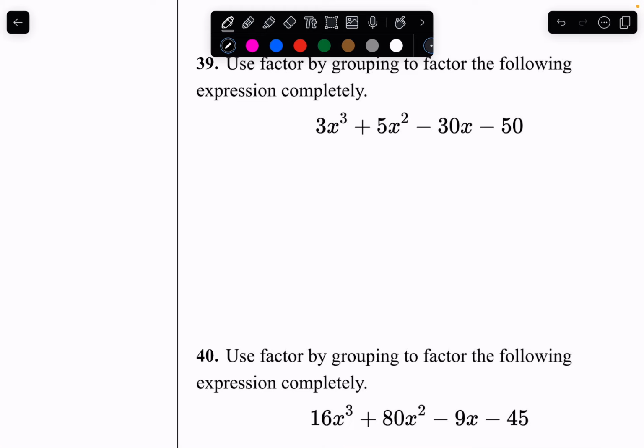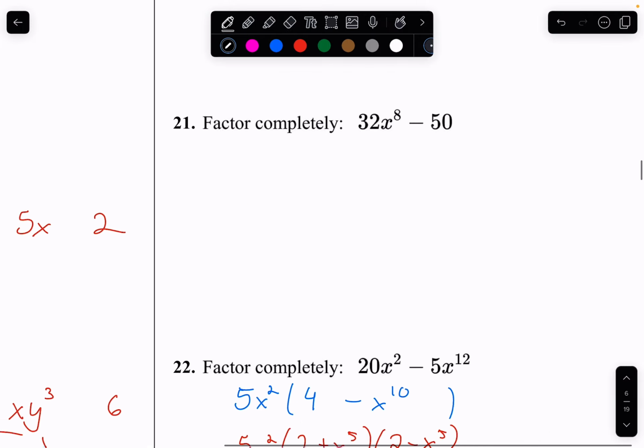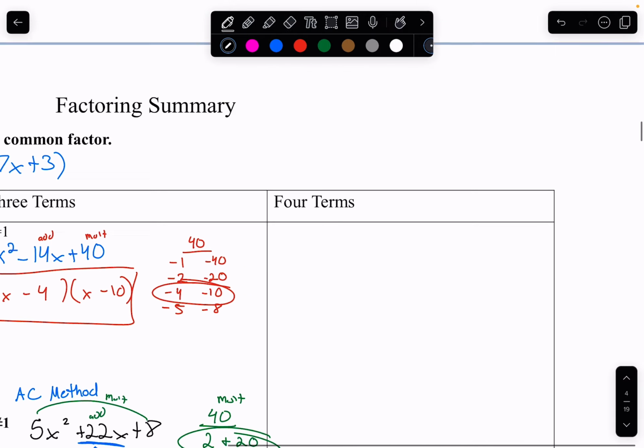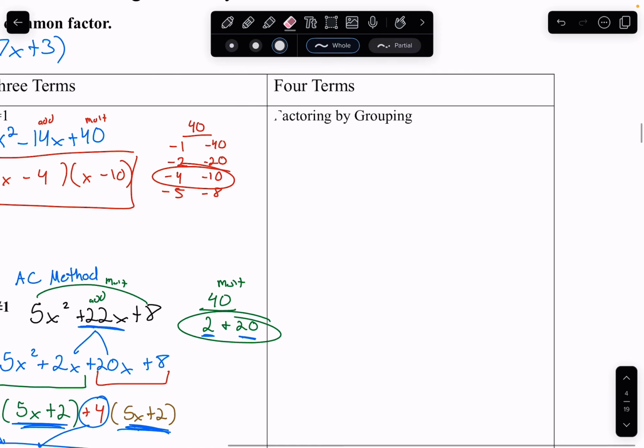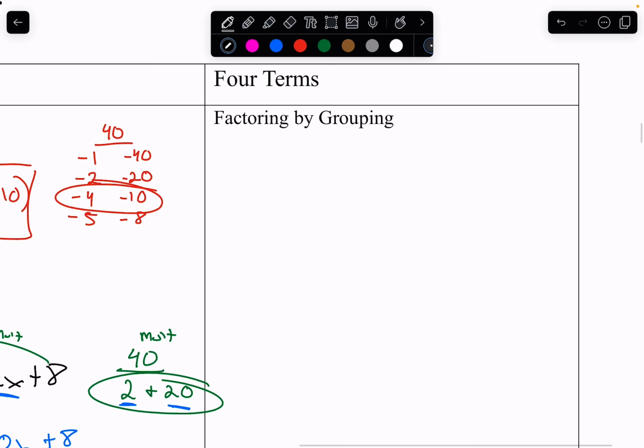Now 39, so far it doesn't fall into any of the categories we've looked at, right? Because we've looked at 2 terms and 3 terms. So first things first, we always look for a GCF. There isn't one. So if you do not have a GCF, we are going to attempt to use a method that is known as factoring by grouping. So let's go to our 4 terms here, and we are going to use factoring by grouping. So let's copy down problem 39 here, which is 3x cubed plus 5x squared minus 30x minus 50.